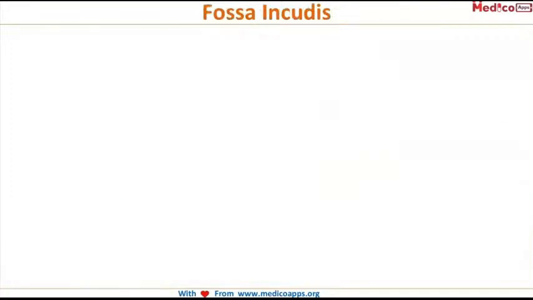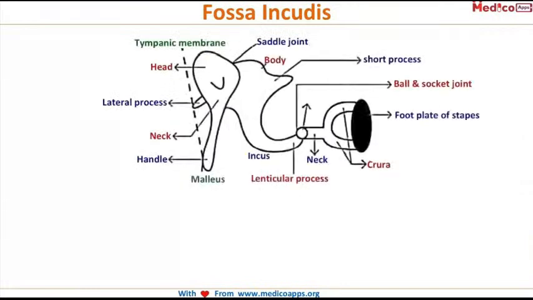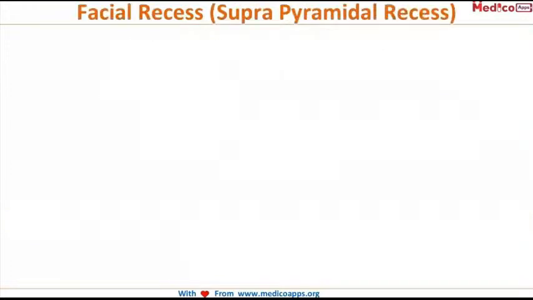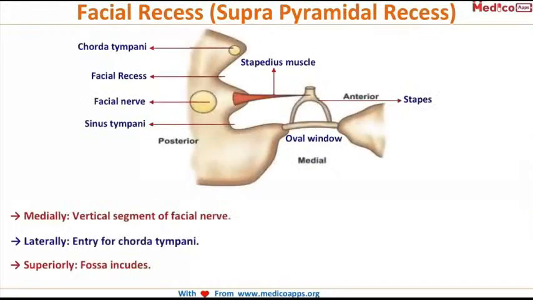The next important structure is the fossa incudis. It lodges the short crus of incus. So fossa incudis lodges the short crus of the bone incus. Next we are looking at the facial recess. So look at this image over here. Medially, it is formed by the vertical segment of the facial nerve. So this is the facial nerve and the vertical segment that is passing behind, we cannot see that in this image.